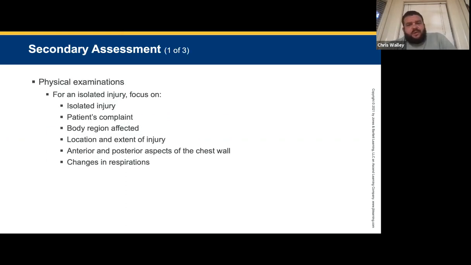Physical exam. So now I want to do the isolated injury. I want to figure out what is wrong and I need to touch it, fix it, and let's do the best thing we can.